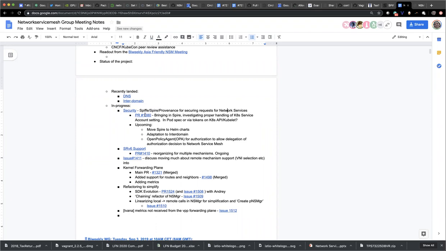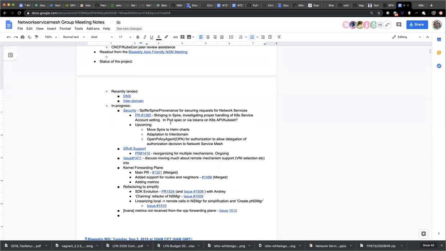Cool. So then in progress, I know security was getting very close and then Ilya went on a well-deserved vacation. Is there anything you wanted to update us on, Ilya? Oh, hi. Actually, no, today I rebased my PR on the new interdomain and DNS stuff, and disabled security for interdomain tests because it requires some extra work. I hope in a few days or maybe tomorrow, the third PR will be ready.